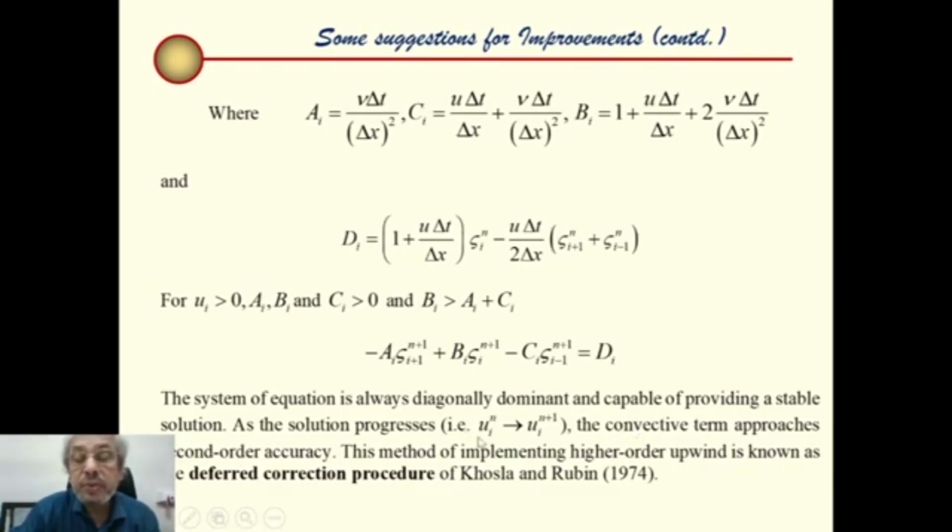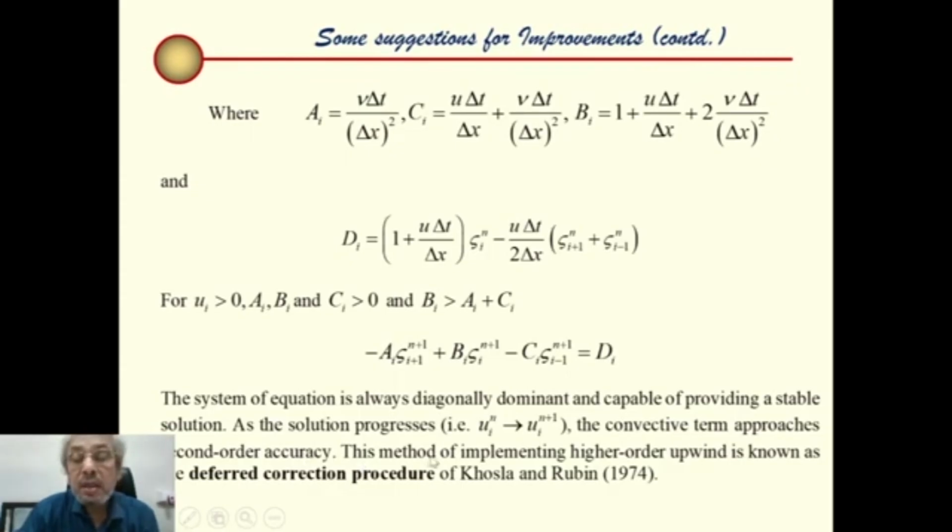As the solution progresses, that means u_i at the nth level tends to u_i at the n plus 1th level. Here u is symbolic, u or zeta or v or any variable. The convective term approaches second order accuracy.